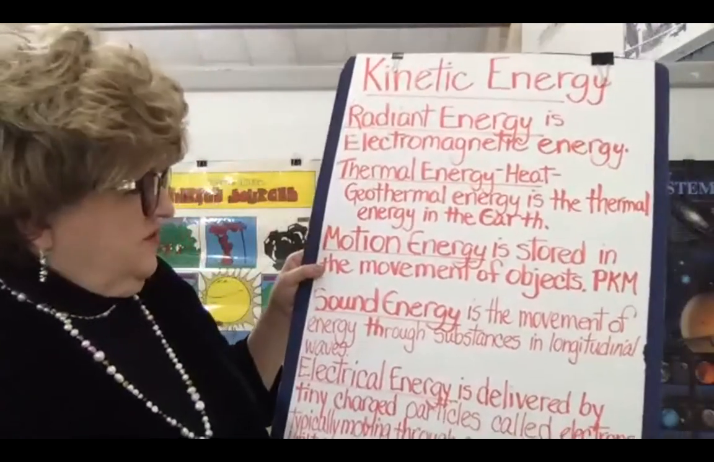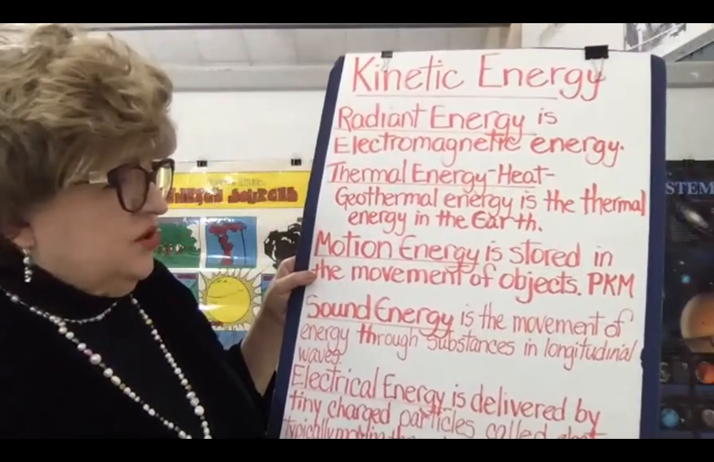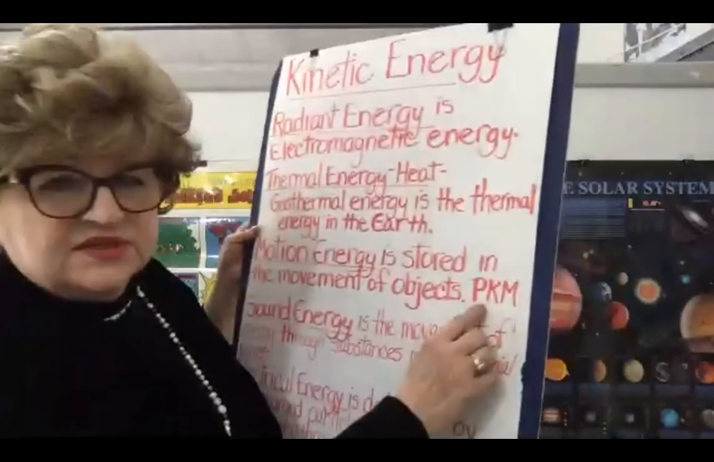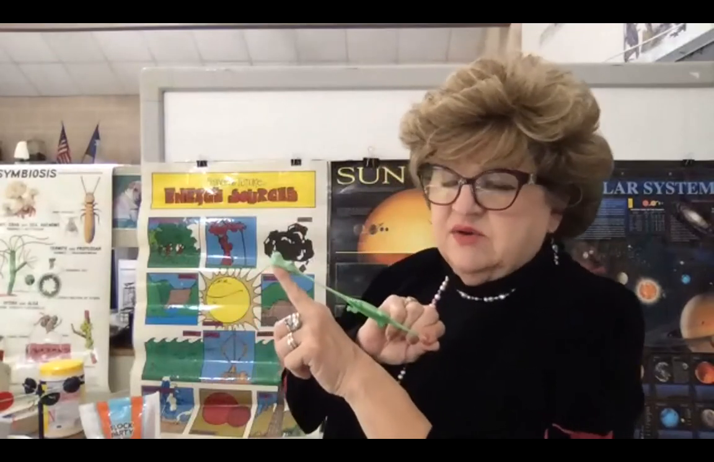Then we've got the energy of motion. Energy of motion is stored in the movement of objects. Now we've got this little acronym, PKM, you can remember it by please kick me. And I'm going to go back to my flying dinosaur. The P stands for potential, the K stands for kinetic, and the M stands for mechanical. So right now I'm demonstrating potential energy in the tension. And when I let go, it's going to go flying across the room. And that's the energy of motion. And so those two together, potential and kinetic, equal mechanical energy.